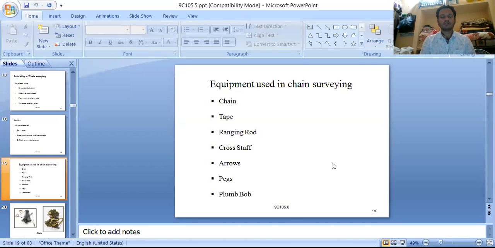We have the cross staff, which gives us perpendicularity of the offset. We will use arrows so that at every chain length we can fix one arrow. We will use pegs for permanent points like the starting point and ending point. Plumb bob is used to check the verticality of the chain. In most cases we will avoid using plumb bob. In undulated areas there may be a case where we have to use plumb bob.